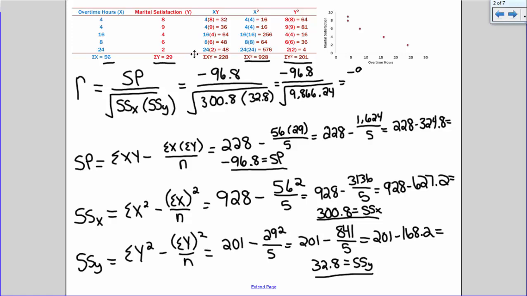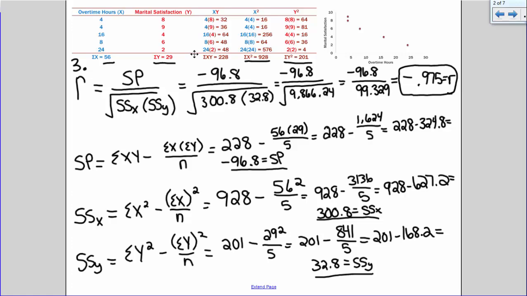So negative 96.8 stays the same. And the square root of 9,866.24 is 99.329. Now I can just divide and I have my R, or my correlation coefficient, of negative 0.975. That would be my final answer for step 3. So this is all step 3, calculating your test statistic.